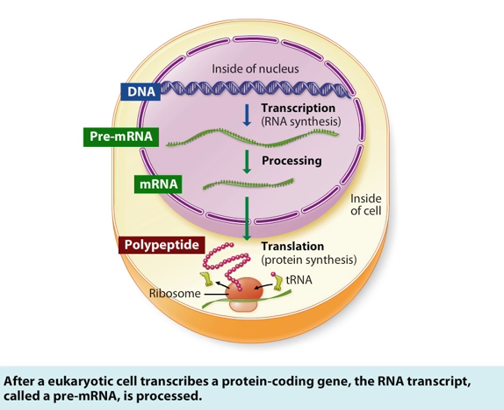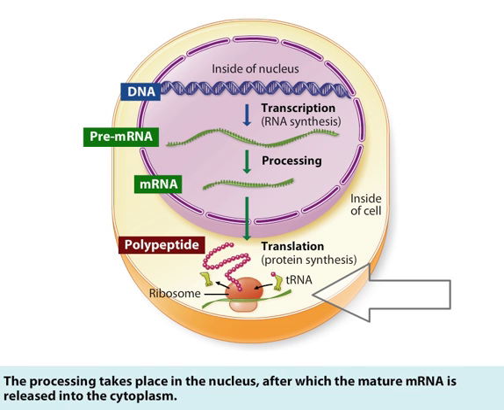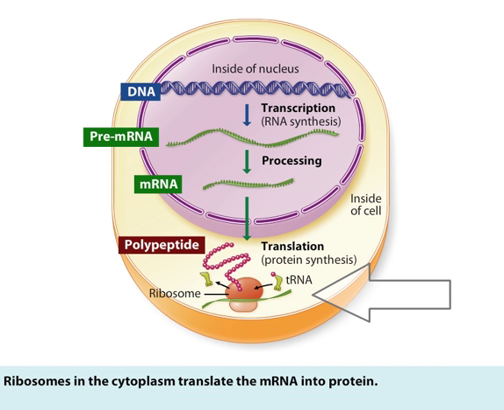After a eukaryotic cell transcribes a protein coding gene, the RNA transcript called a pre-mRNA is processed. The processing takes place in the nucleus, after which the mature mRNA is released into the cytoplasm. Ribosomes in the cytoplasm translate the mRNA into protein.